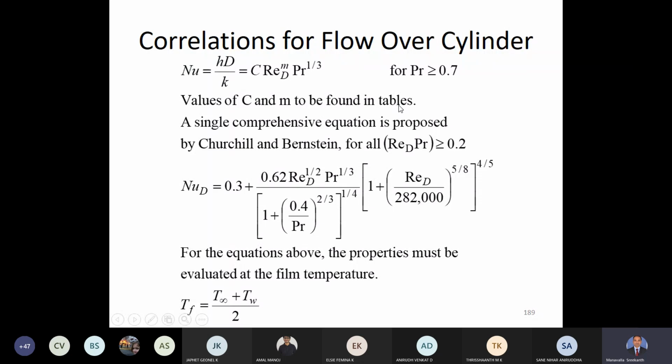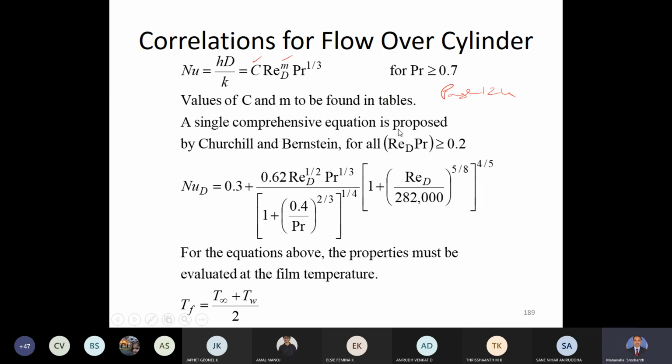So if you turn to page number 124, you'll actually see a table. In this table, you are given a Reynolds number range, and for each range of Reynolds number, you will be able to read the value of C and the value of m from the table. Then you can use this particular equation.